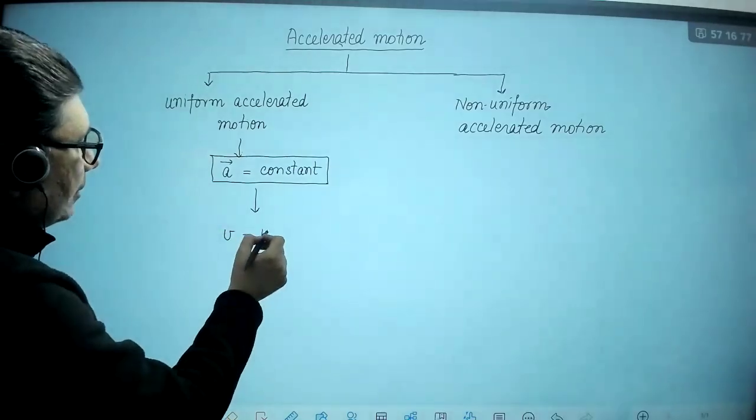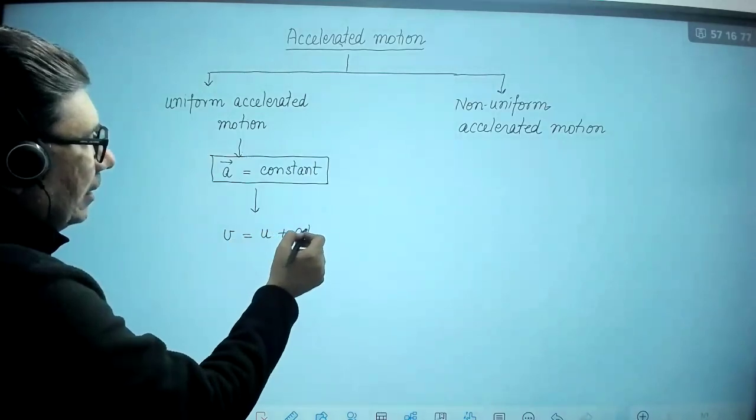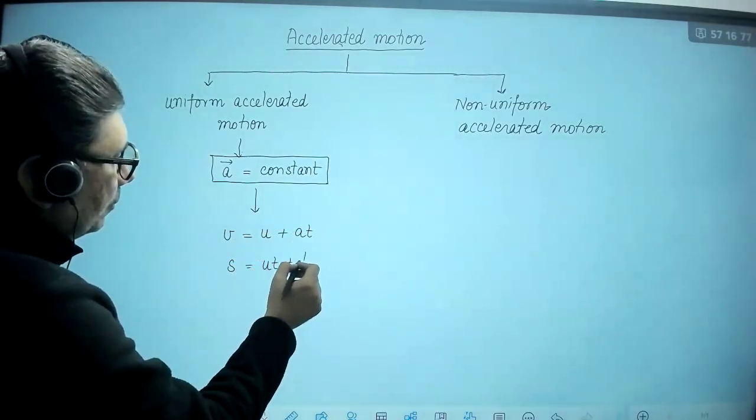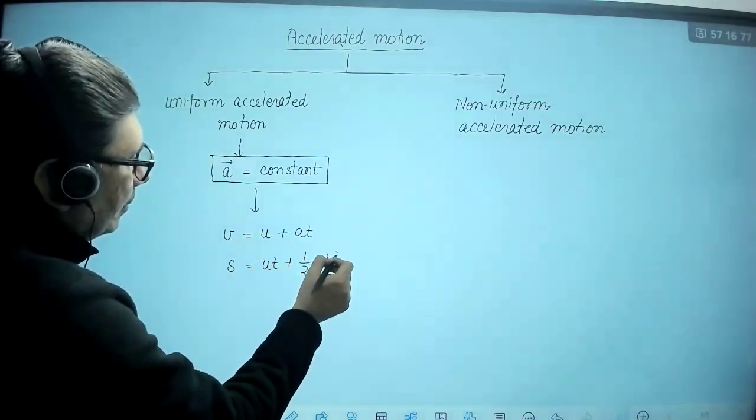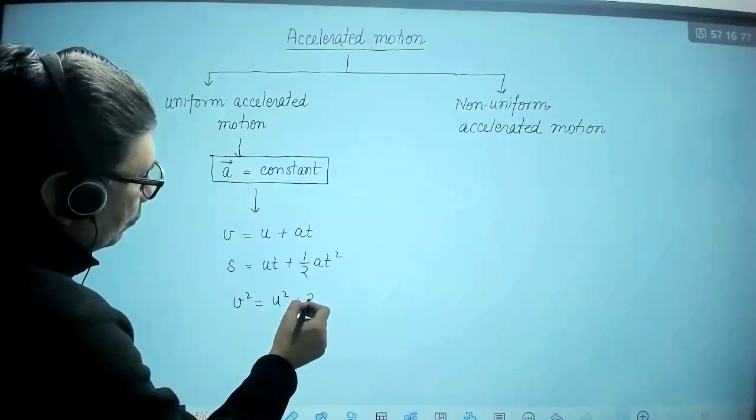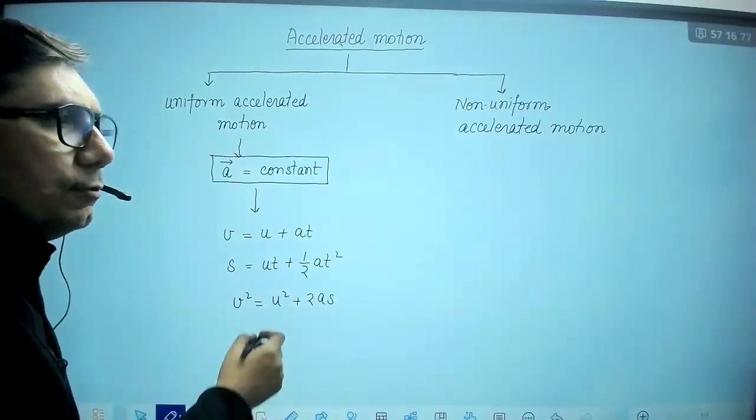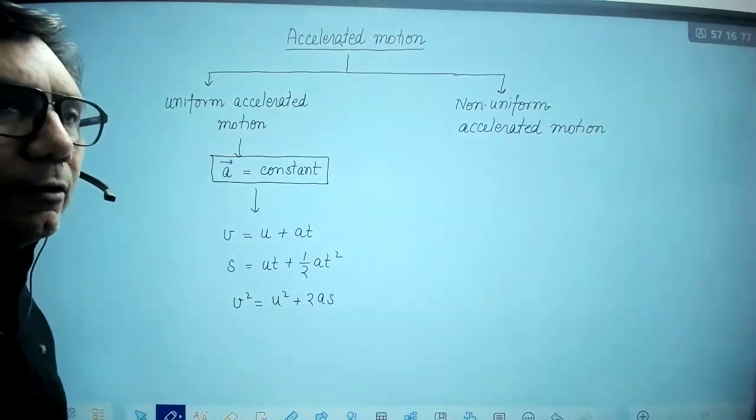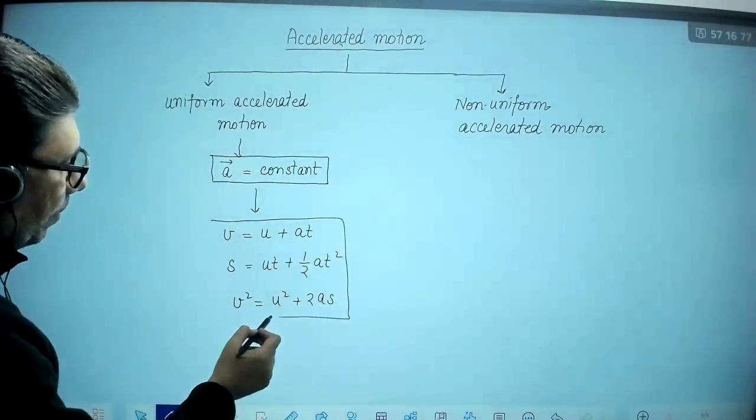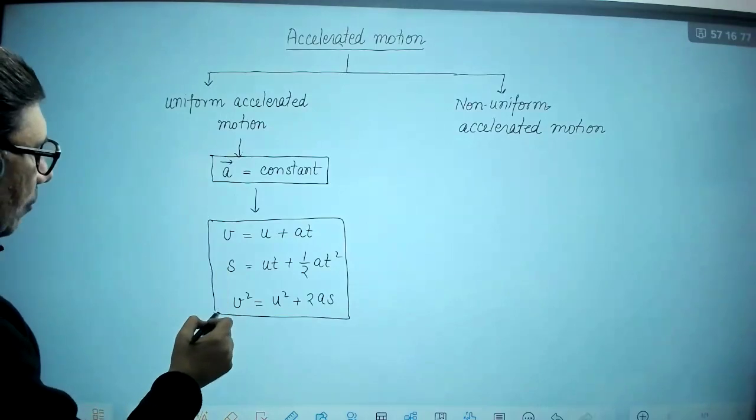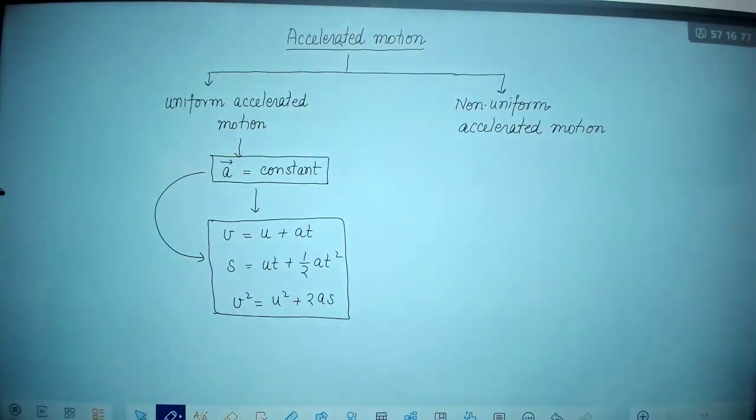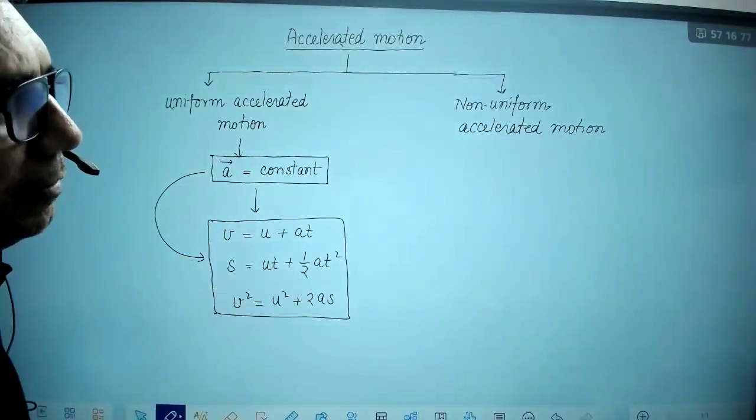v equal to u plus at; s equal to ut plus 1 by 2 at square; and third is v square is equal to u square plus 2as. Many students try to use these equations anywhere. No, this is not the case. Remember this, you can use these three equations only when acceleration is constant.